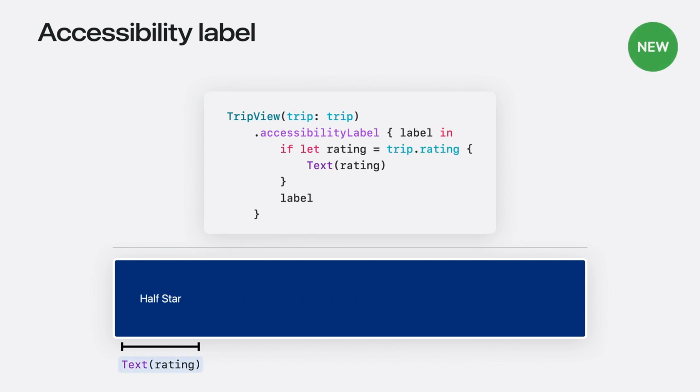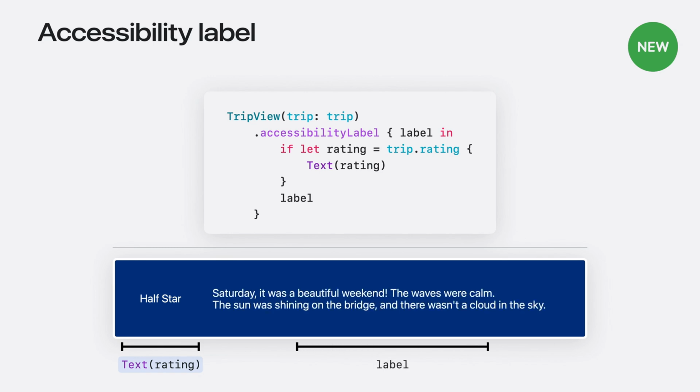The accessibility label modifier now also accepts a view, and will extract the text from the view and set it on the trip element's label. It even provides a placeholder to the view's existing label, so the rating for my trip can be combined with the existing label that SwiftUI has created for the trip element.